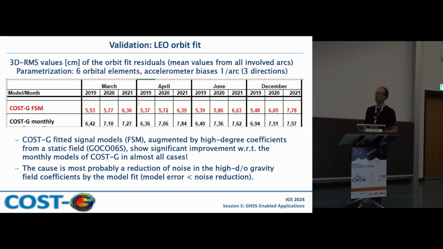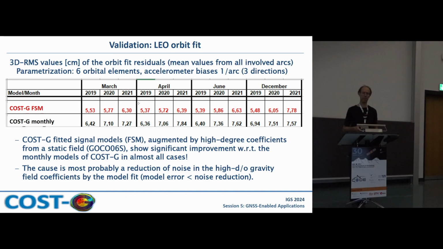Let's first look at some low-flying satellites. Christoph Förster used our model for some low-flying satellites and compared the orbit fit of the monthly solutions and the fitted signal model. And for 11 out of 12 test months, he saw an improvement of the fitted signal model compared to the monthly models.